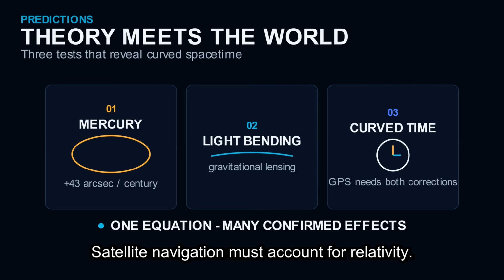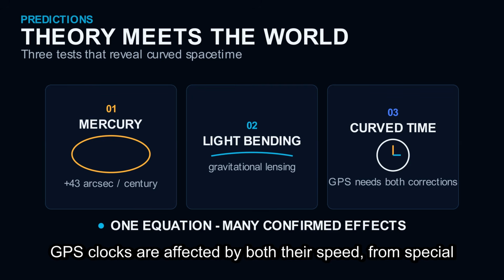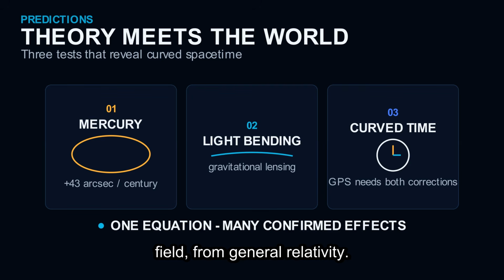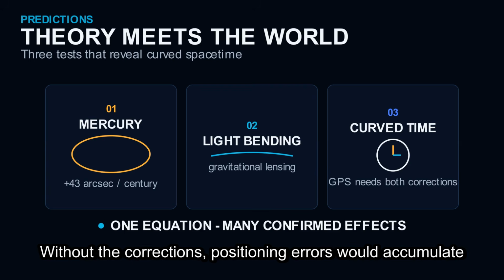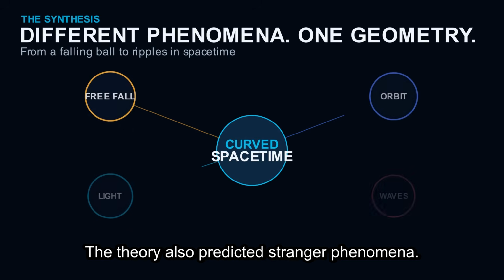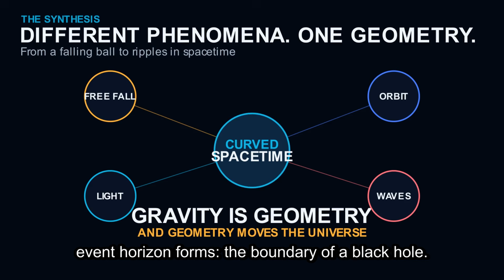Satellite navigation must account for relativity. GPS clocks are affected by both their speed, from special relativity, and their higher position in Earth's gravitational field, from general relativity. Without the corrections, positioning errors would accumulate rapidly. The theory also predicted stranger phenomena. Compress enough matter inside its Schwarzschild radius and an event horizon forms, the boundary of a black hole.